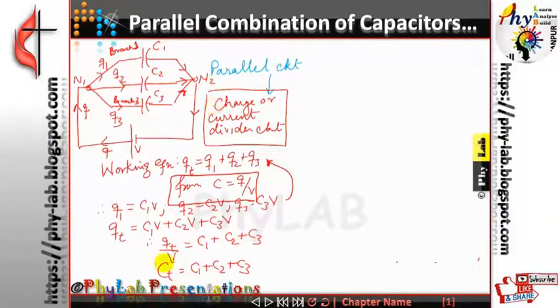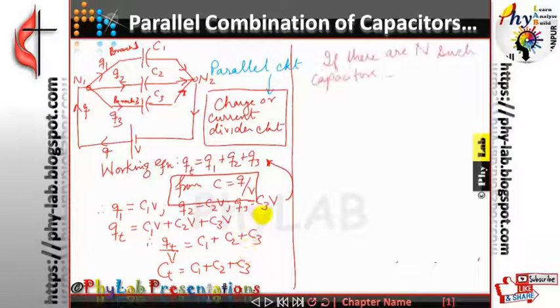So I can say that the net capacitance C total is equal to C1 plus C2 plus C3. Remember, if the capacitors are connected in parallel, then the net capacitance is given by the expression C1 plus C2 plus C3. And if there are n such capacitors, then I can say that C total is equal to C1 plus C2 plus C3 plus dot dot dot till Cn.